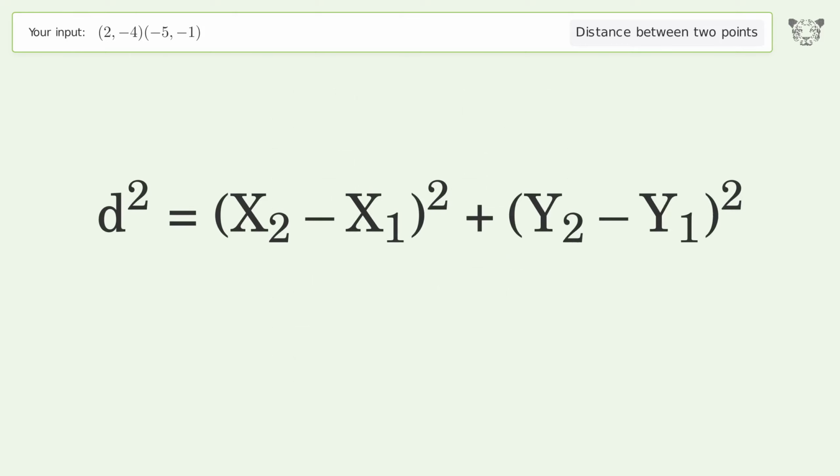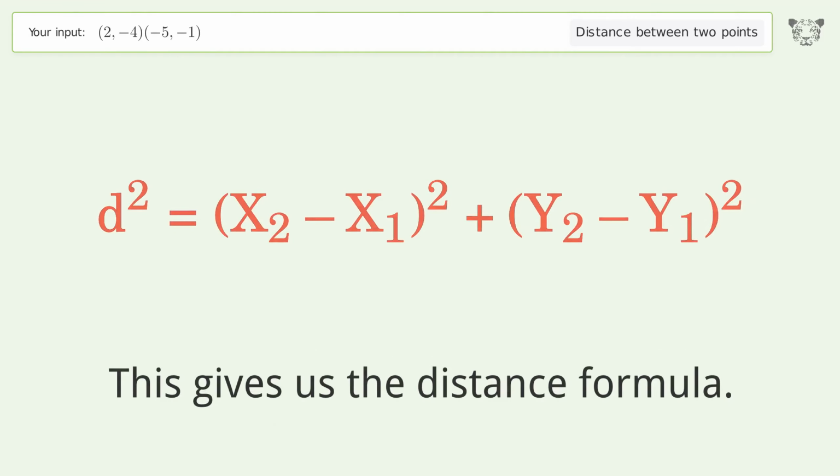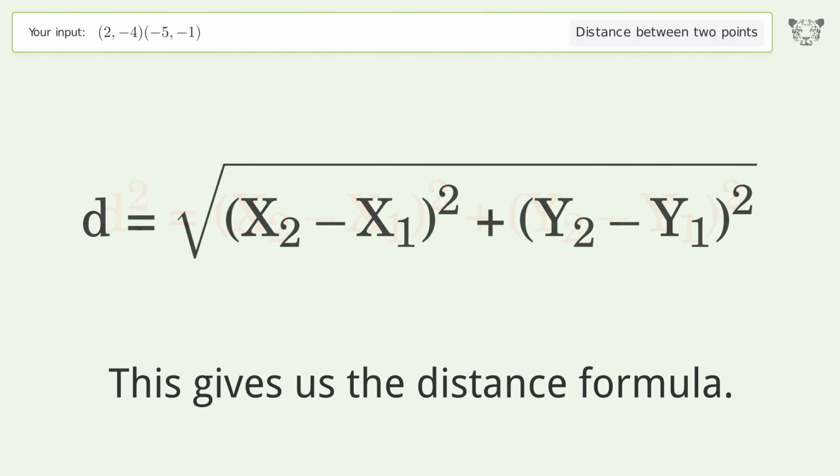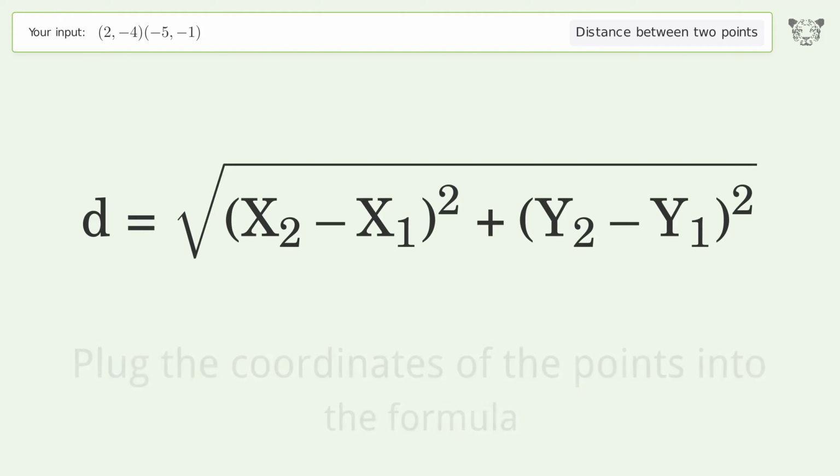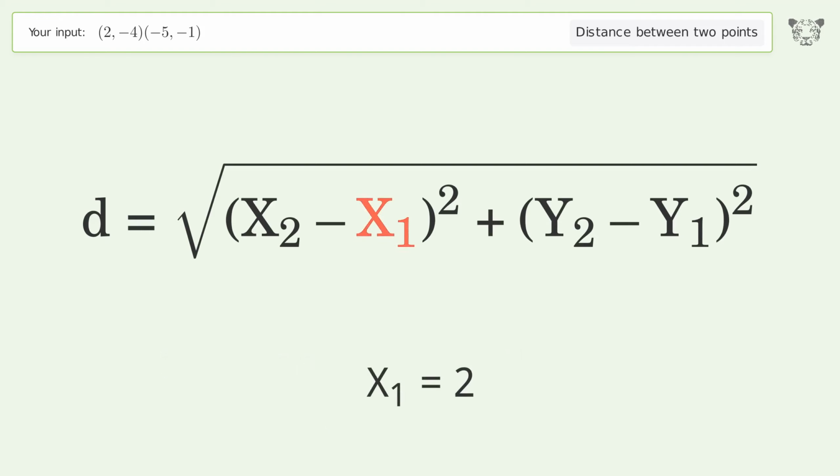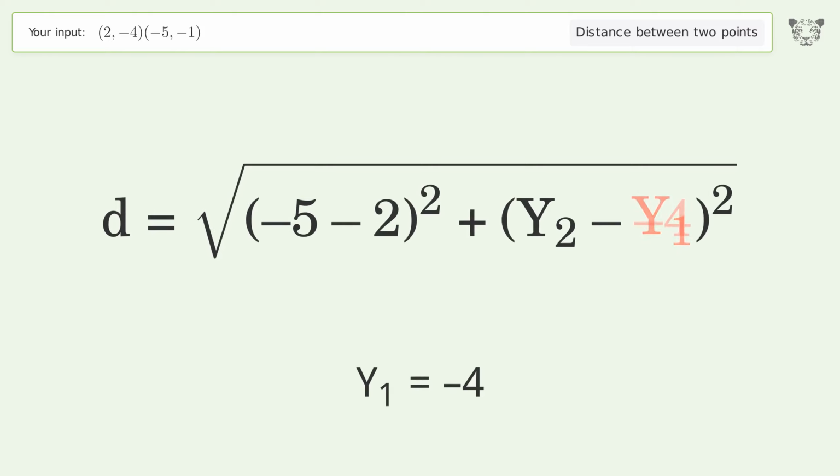First, take the square root of both sides of the Pythagorean theorem. This gives us the distance formula. Plug the coordinates of the points into the formula. x1 equals 2. x2 equals -5. y1 equals -4. y2 equals -1.